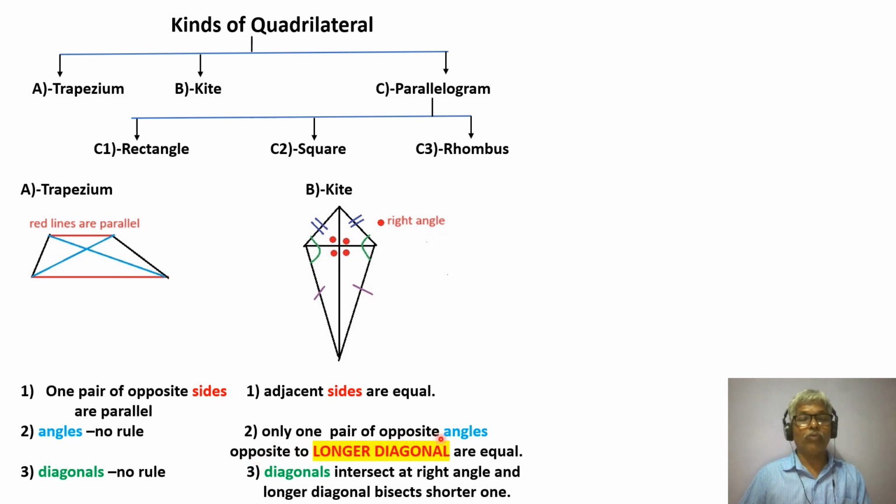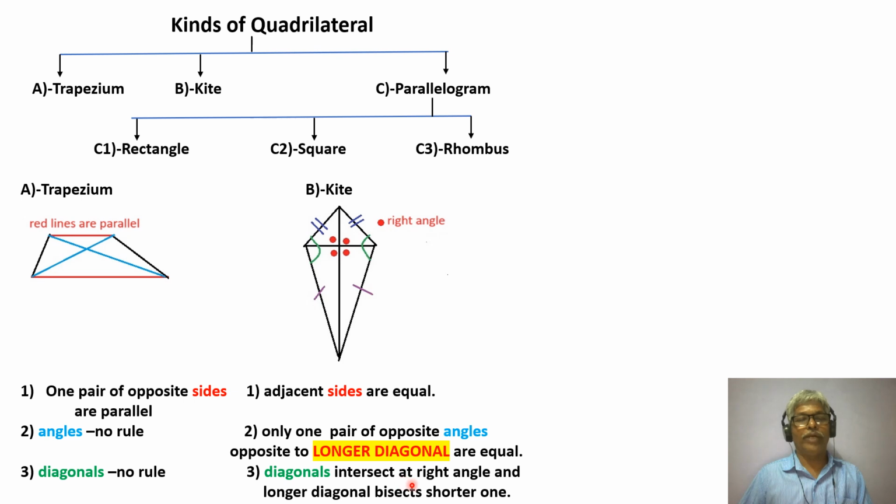Only one pair of opposite angles, opposite to the longer diagonal, are equal. That means there are two diagonals. This angle and this angle, they are equal. These are not equal. This is a longer diagonal, and the angles opposite to this longer diagonal, remember that, are equal. And what about diagonals?